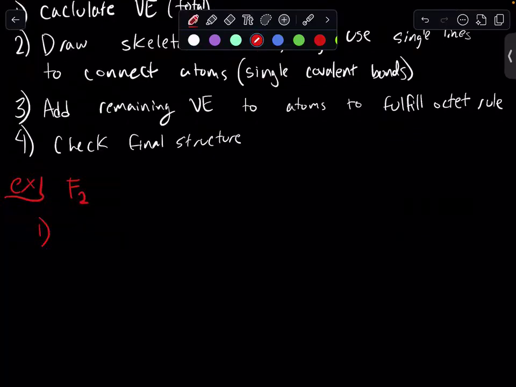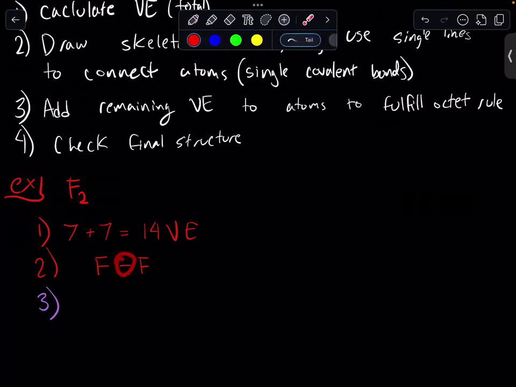Step 1, fluorine has 7 valence electrons. And we have 2 fluorines. 7 plus 7 equals 14 valence electrons. We're going to keep that in mind. Step 2, we're going to draw the skeletal structure. So F bonded to F. Done. Step 3, I'm going to use a different color. So we have our F bonded to F, and that is 2 electrons because every bond or every line actually represents 2 electrons. And we need 14 electrons. So I'm going to add another 12.